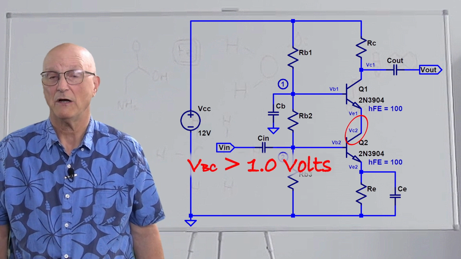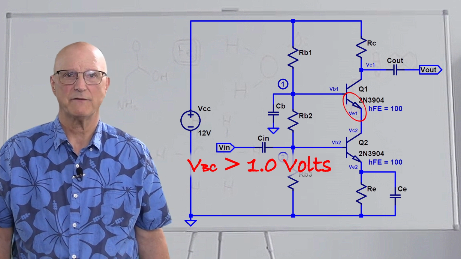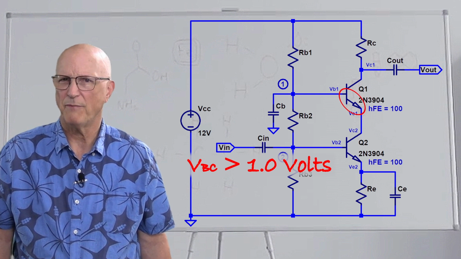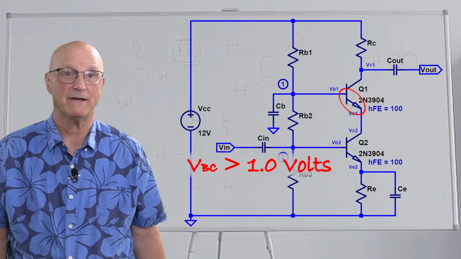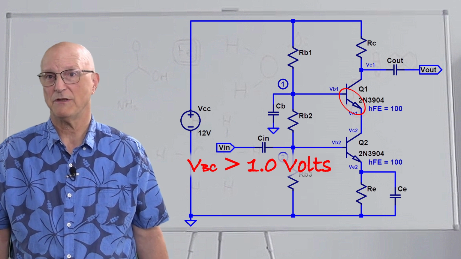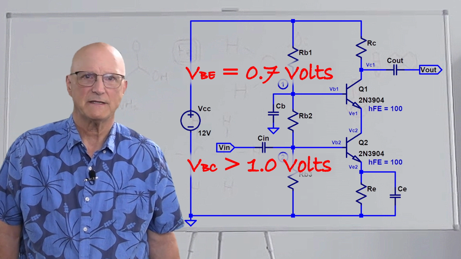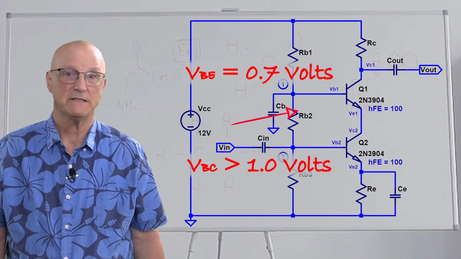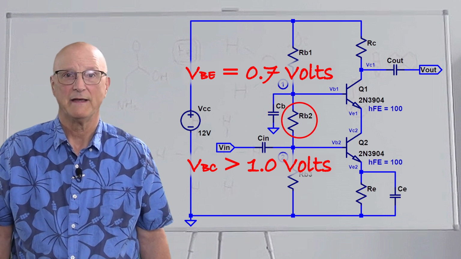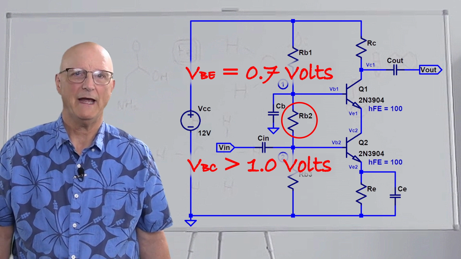Now we move up from the collector of Q2 through the emitter of Q1 to the base of Q1. The base emitter junction of Q1 must be forward biased for it to be in the linear active region. Now, our standard model assumes a voltage from the emitter to the base of 0.7 volts. All of this gets us from the base of Q2 to the base of Q1, which constitutes the voltage across RB2. So let's add this together to find the absolute minimum voltage we need to have.